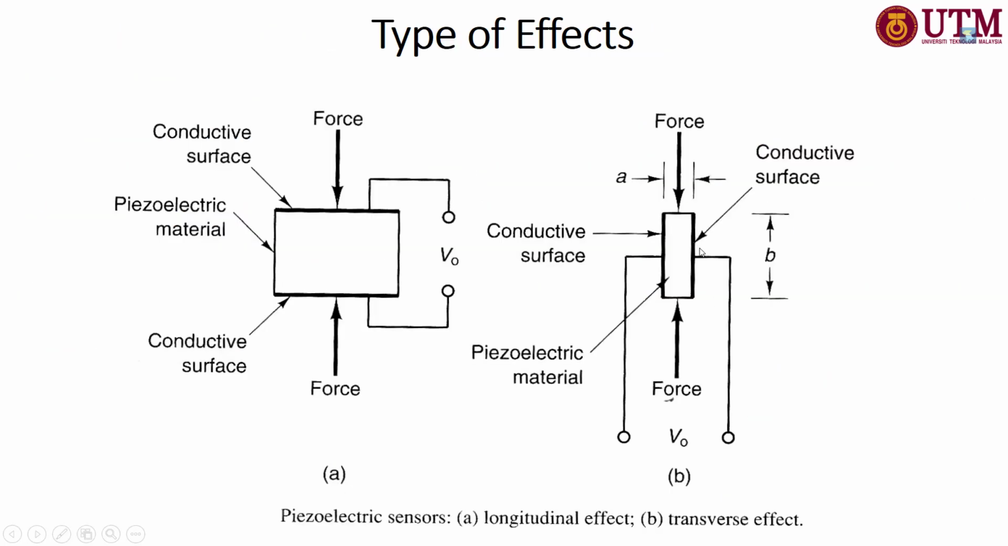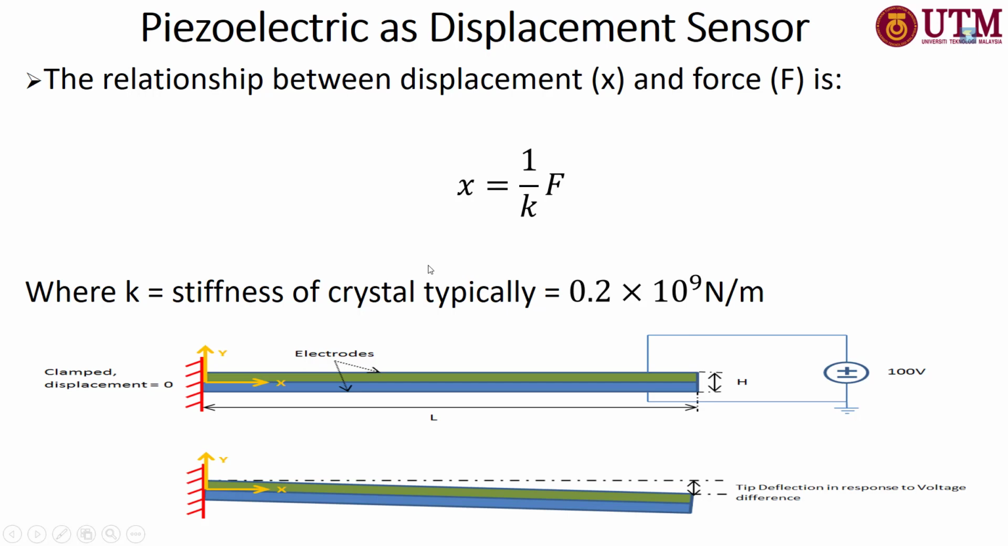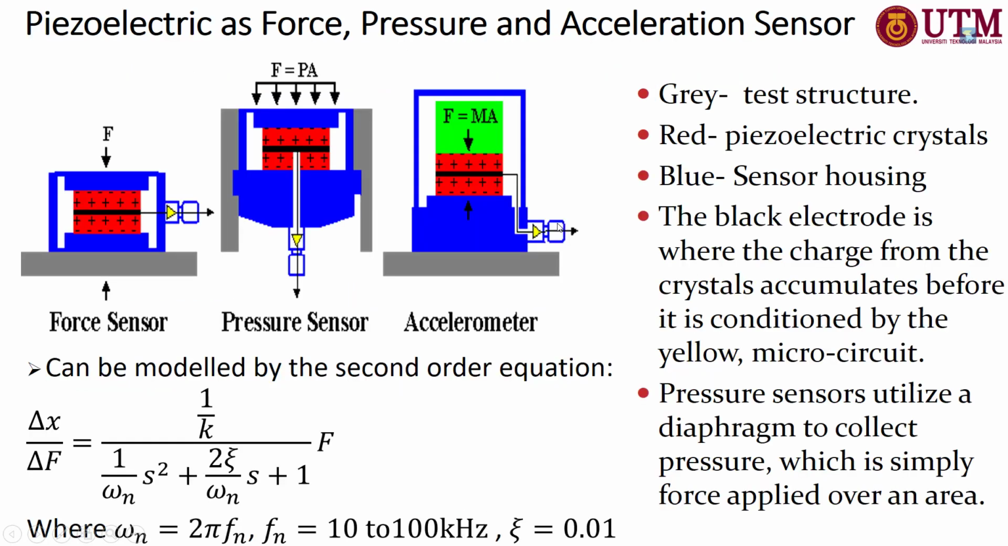There are two piezo effects, which we call the longitudinal effect and the transverse effect. It is in terms of the direction of the pressure or force you give. What is the relationship between displacement and the force of the piezoelectric? When you give it some force, you will get some displacement, and the relationship is 1 over k times the force that you apply. Here k means the stiffness of the piezoelectric crystal.